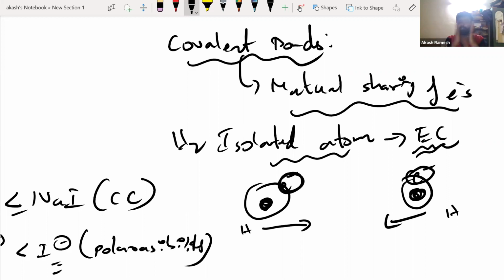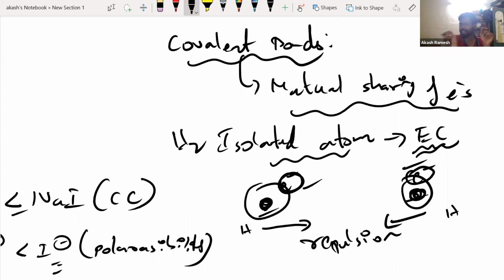Initially they were very far away, and I put them in a position where the attraction starts. Now they keep on coming closer and closer, and there will be a point where they are very close to each other. At that point, repulsion will come into the picture. Repulsion of what? Nucleus repulsion and electron repulsion, because they are very close by now. So there are repulsive forces which try to push the atoms away from each other. At some distance, the attractive force dominates, but when they are very close by, repulsive forces dominate.